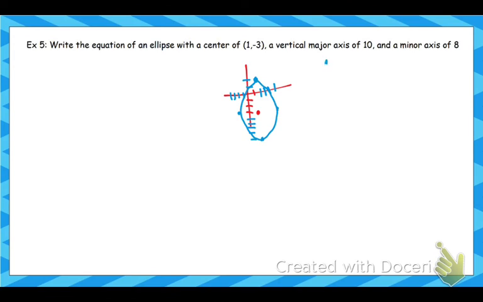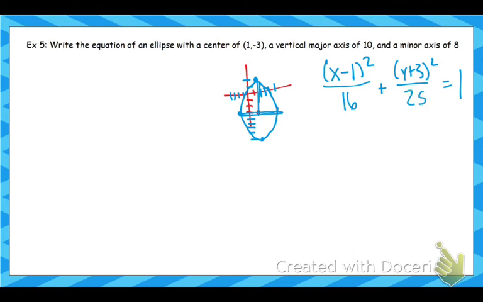So let's write our equation. X minus 1 squared over something plus y plus 3 squared over something equals 1. How far I moved left and right was 4, and I square it in the equation. How far I moved up and down was 5. 5 squared is 25. And that's your equation. All right, so that is it for ellipses. The process we're going to use next class for hyperbolas is going to start off pretty similar. So you'll see a little bit of similarities next class, but it will be a little bit different.